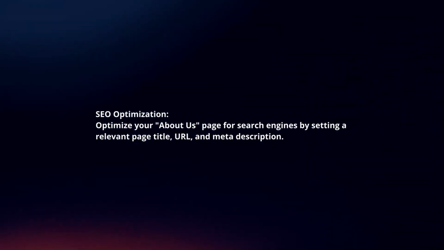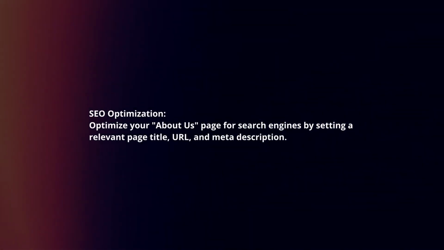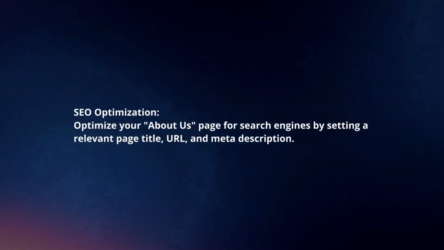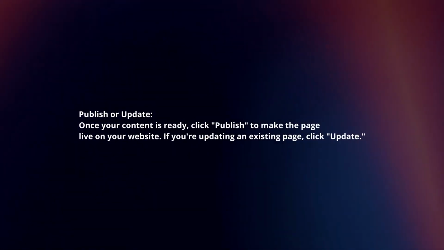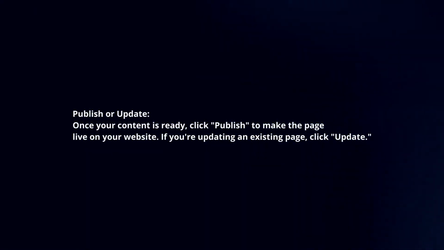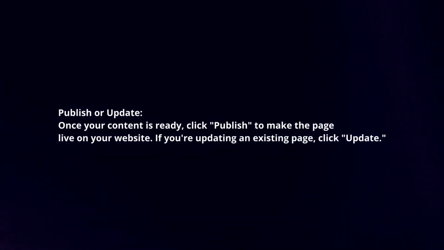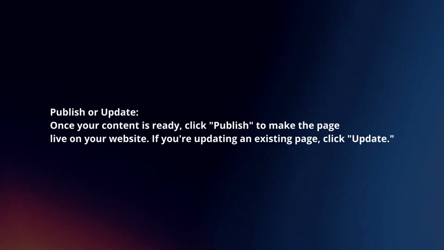SEO optimization. Optimize your About Us page for search engines by setting a relevant page title, URL, and meta description. Publish or update. Once your content is ready, click Publish to make the page live on your website. If you're updating an existing page, click Update.